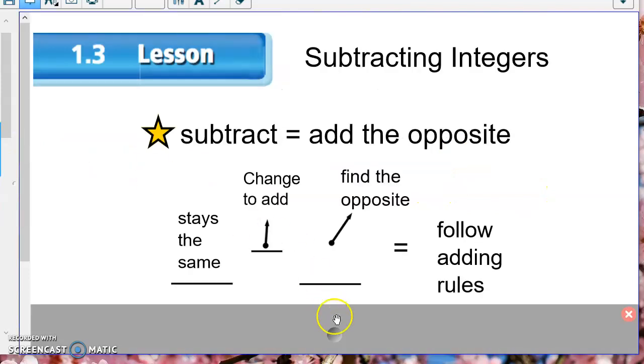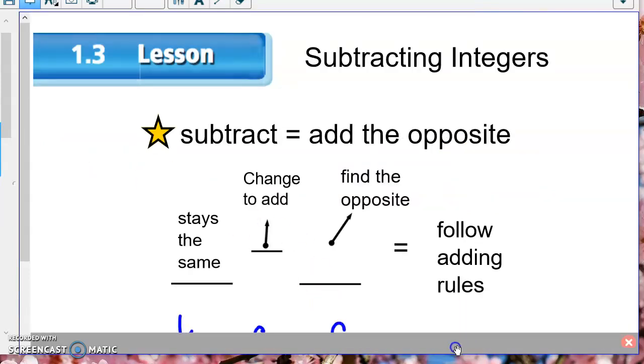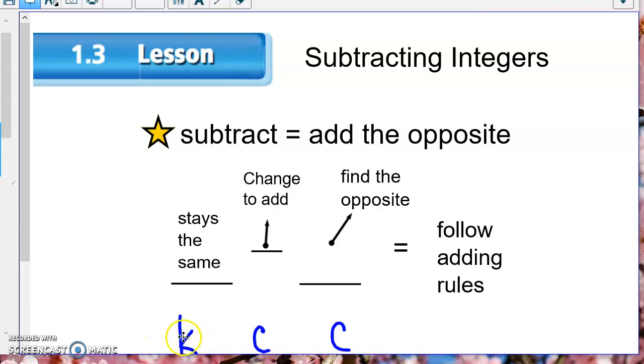A little shortcut that I use to help me remember this is the KCC. K stands for keep the sign exactly the same. C stands for change the subtraction to an addition. And then C again means to change this number to its opposite. I write this little acronym, KCC, to guide me through these problems. First number stays the same, change the subtraction sign to an addition, and then find the opposite of the second number.